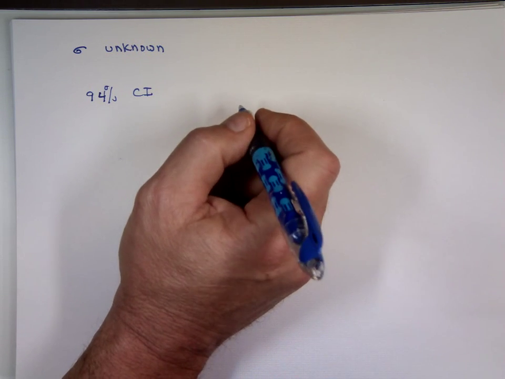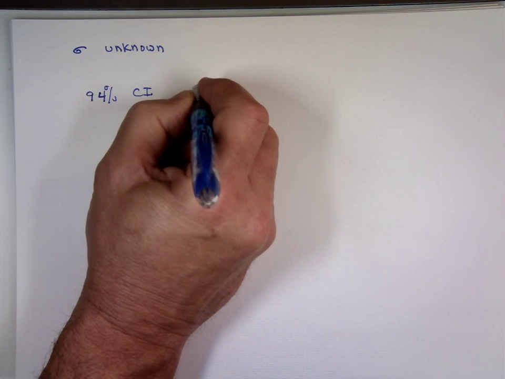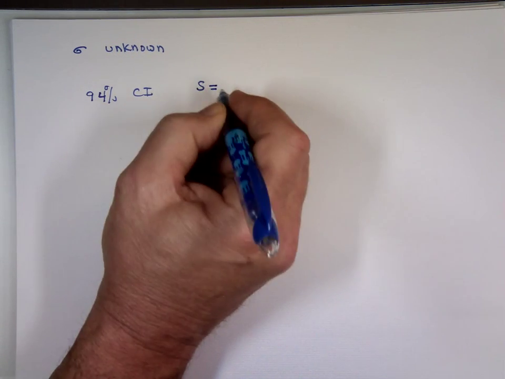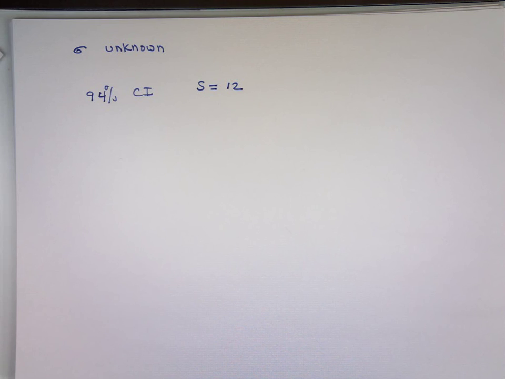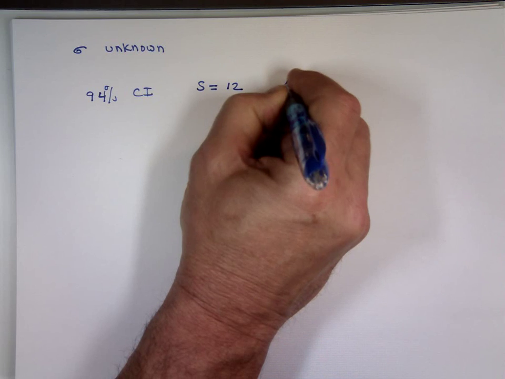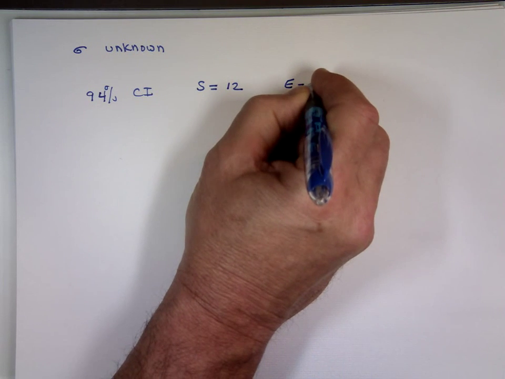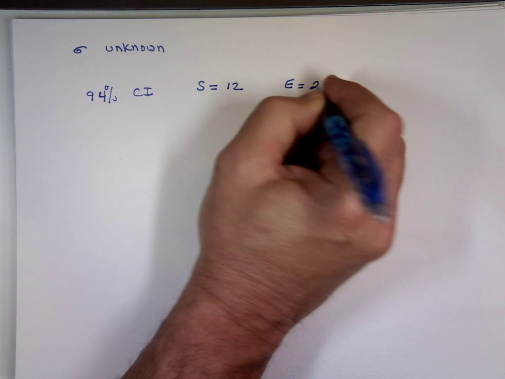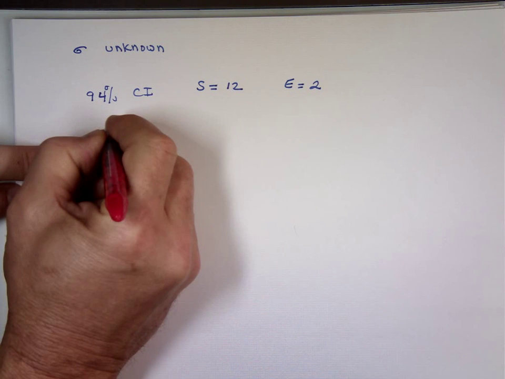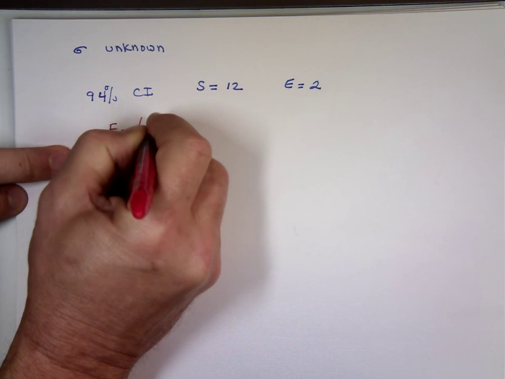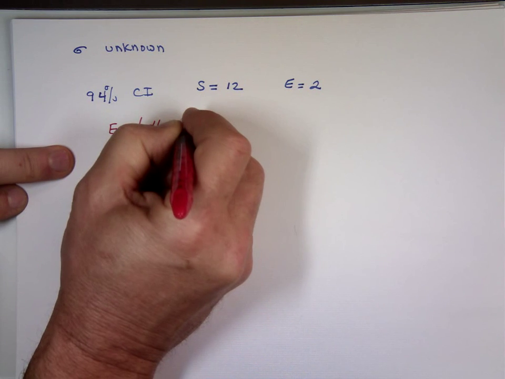Now, what else do we know? We know the sample has a standard deviation of 12, S equals 12. And I want the error to be 2. Again, let's find what the equation for that looks like. When sigma is unknown, the error is t alpha over 2 times S over the square root of n.